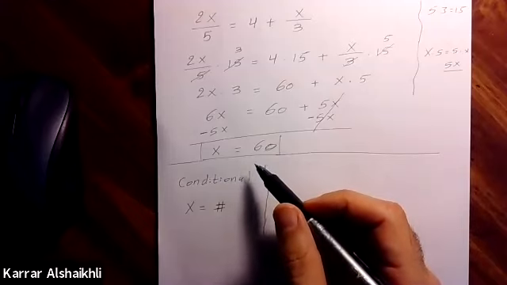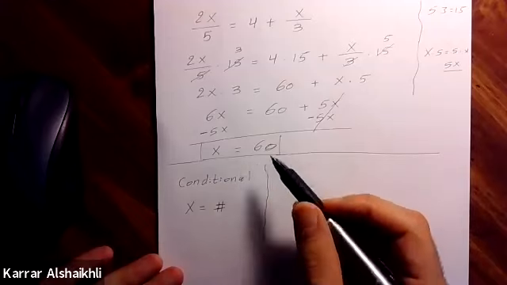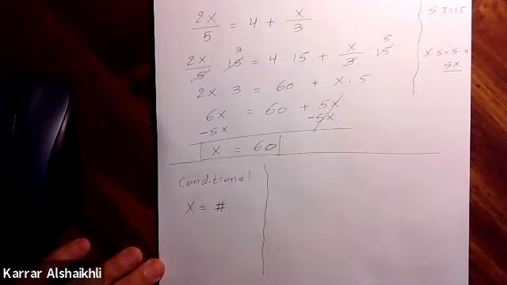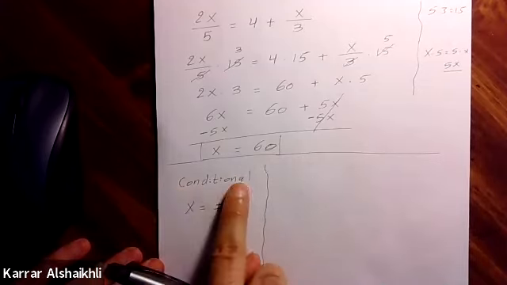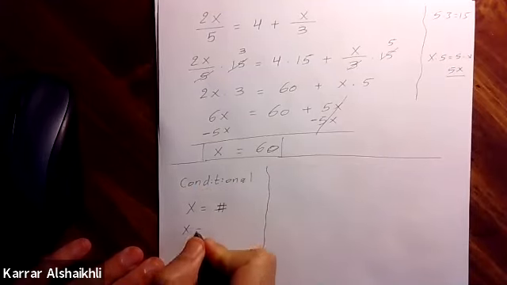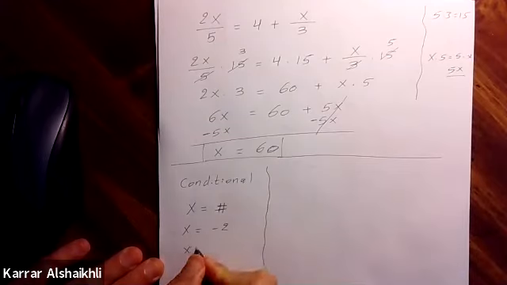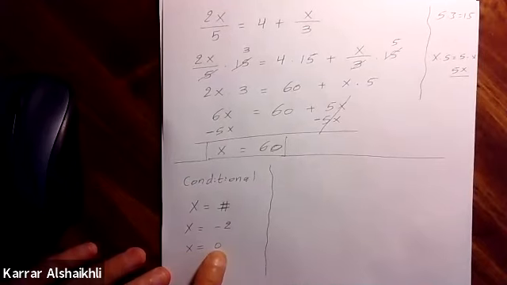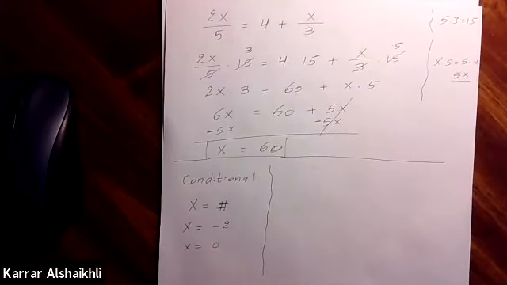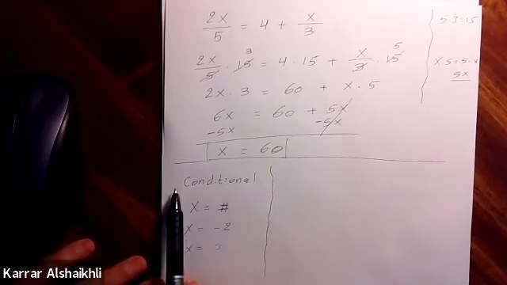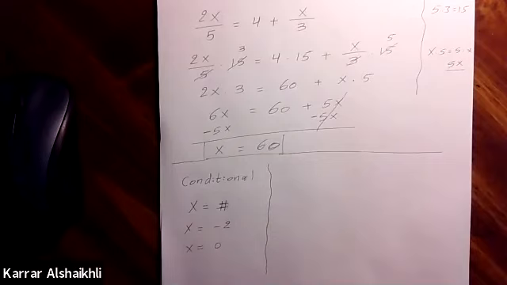Conditional means we have only one solution. Only one solution, when x equals 60. Only one solution is called conditional equations. Like x equal -2, x equal 0. You see a variable on one side and a number on the other side. That means you have only one solution. That's why the equation is called a conditional equation, because we have only one solution.